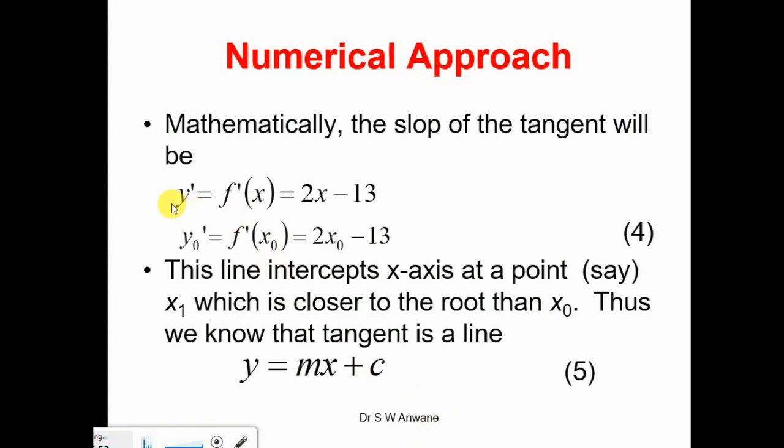Let us suppose that y dash is dy by dx, that is the derivative with respect to x, and that we shall write as f dash x. Now our basic equation was x square minus 13x plus 36. Its derivative is 2x minus 13. Now 2x minus 13 is to be found at point x0, y0. So you can find out the slope using that. That will be a numerical value, the slope of the tangent, and that tangent equation in general can be expressed as y equal to mx plus c.